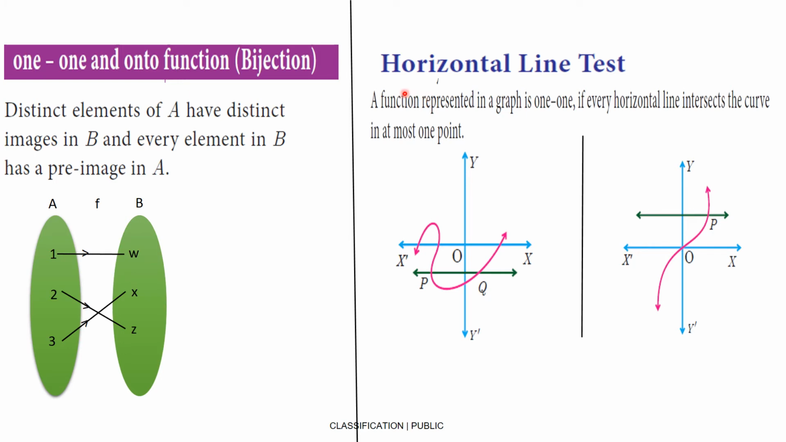Next, horizontal line test. That means a function represented in the graph is one-to-one if every horizontal line intersects the curve at most at one point. Here you see the example. This figure does not represent a one-to-one function because it meets two points P and Q, and this figure meets only one point, that is P. It represents a one-to-one function. Clear?